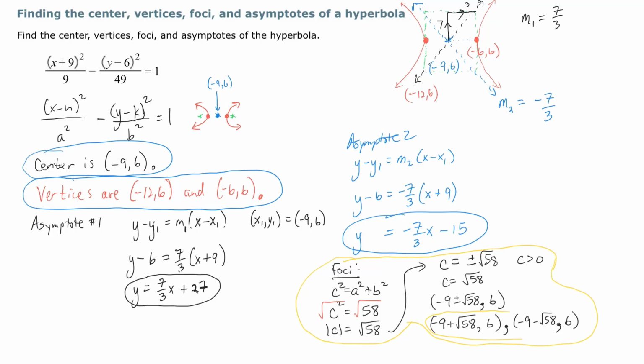I'm going to circle this one. This one's the final answer, but make sure you're able to show all your work. We have everything. We have the center, we have the vertices, we have the two focus points, and we have the two asymptotes as well.